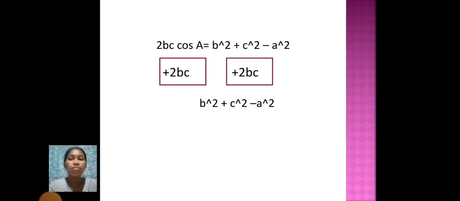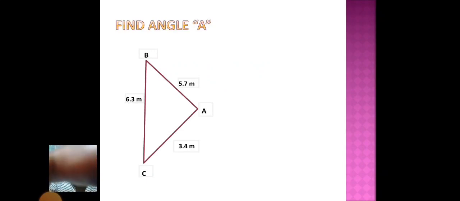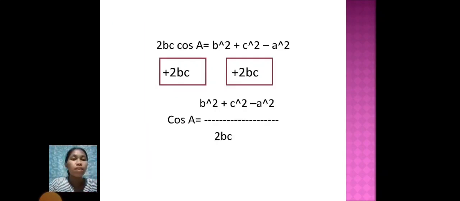The 2bc is multiplying by cos A. So to eliminate the 2bc, we have to divide both sides by it, giving cos A. So we now have the cosine rule: cosine A equals b squared plus c squared minus a squared, all over 2bc.